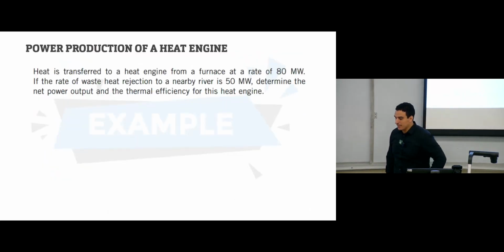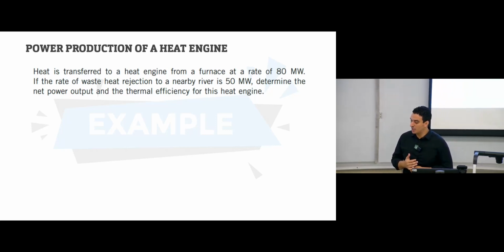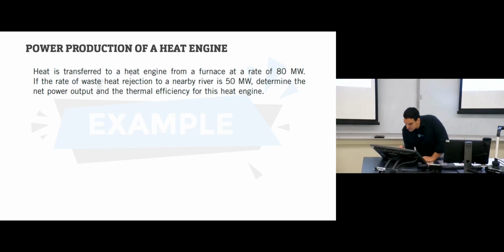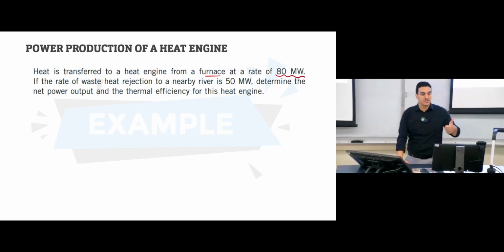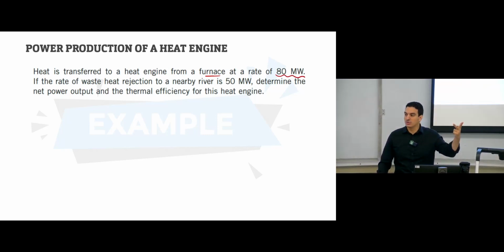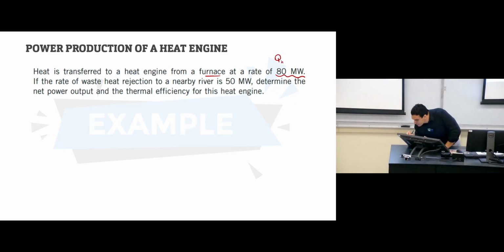Now let's take an example. Here we have heat is transferred to a heat engine from a furnace at a rate of 80 megawatts. If the rate of waste heat rejection to a nearby river is 50 megawatt, determine the net power output and thermal efficiency of this heat engine. According to this, we have heat transferred to a heat engine from a furnace at this amount. So this number represents Q in, net work, or Q out? What do you think? It's Q in. This one, the amount of heat added to the working fluid.